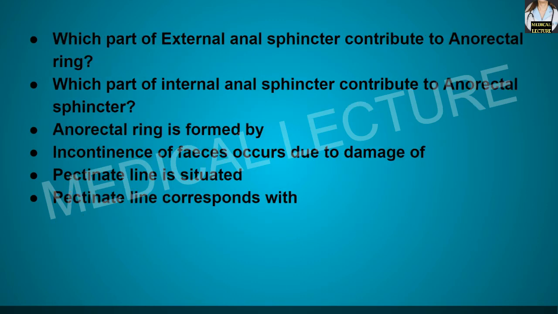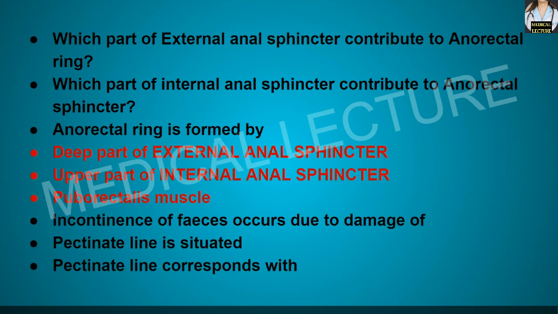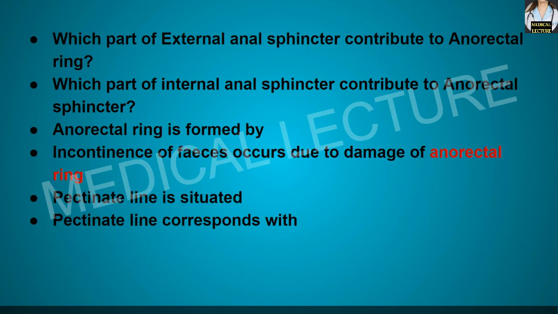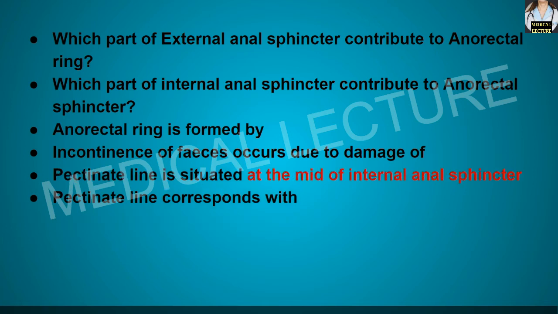Which part of the external anal sphincter contributes to the anorectal ring? So it is the deep part. Which part of the internal anal sphincter contributes to the anorectal ring? So it is the upper part. The anorectal ring is formed by the deep part of the external anal sphincter, the upper part of the internal anal sphincter and the puborectalis muscle. Incontinence of feces occurs due to damage of the anorectal ring.